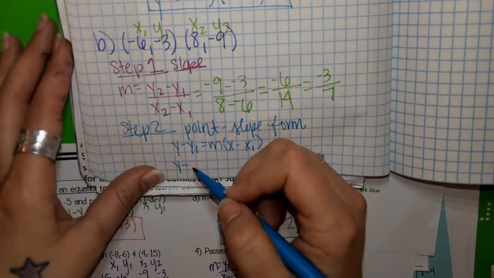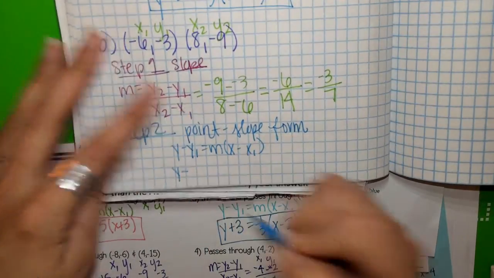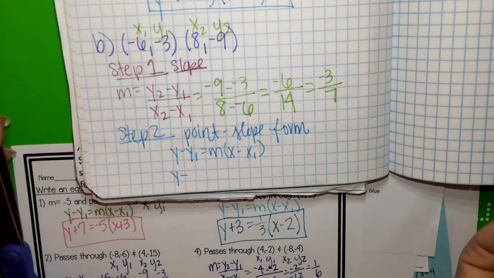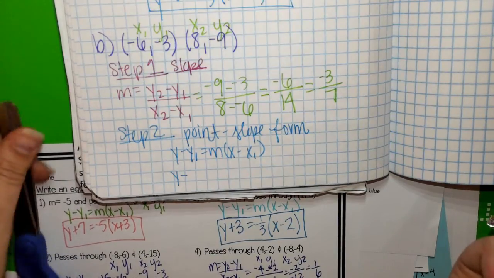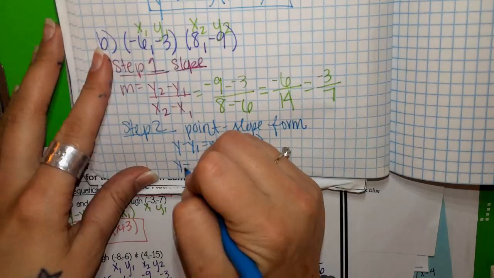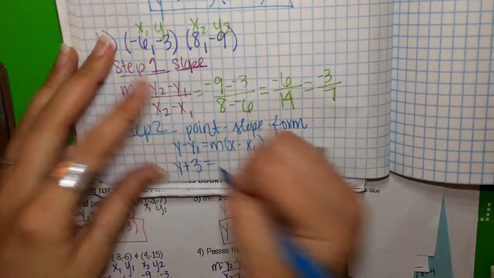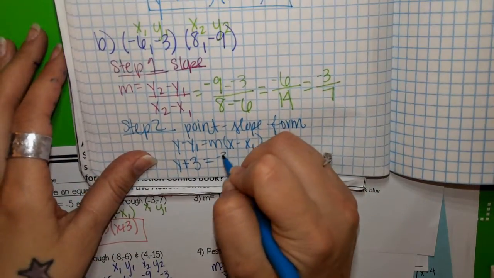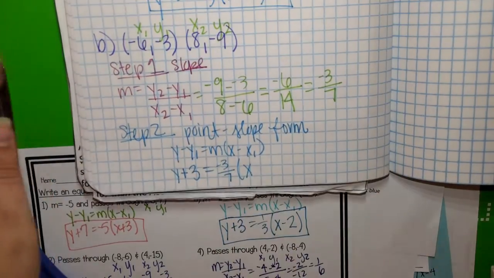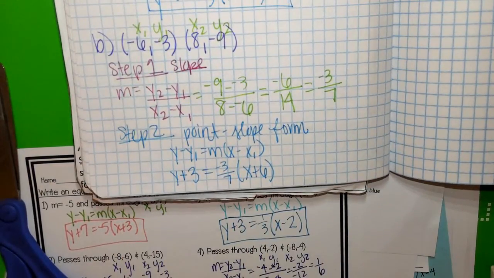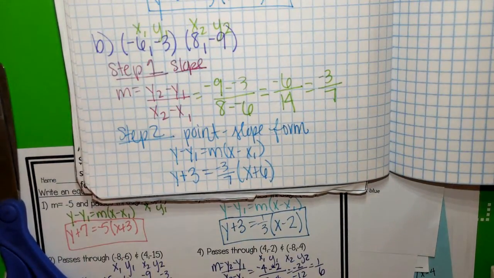Fantastic. Is it going to be +3 or -3, Bronson? I'm asking Bronson, is it going to be -3 or +3? For the y1, we're still on y1. It's +3. Why is it +3, guys? Two negatives equal a positive. Yes. All right. What's our slope? -3 divided by 7. And x, -6 or +6? Plus 6. Alright. And we're done.